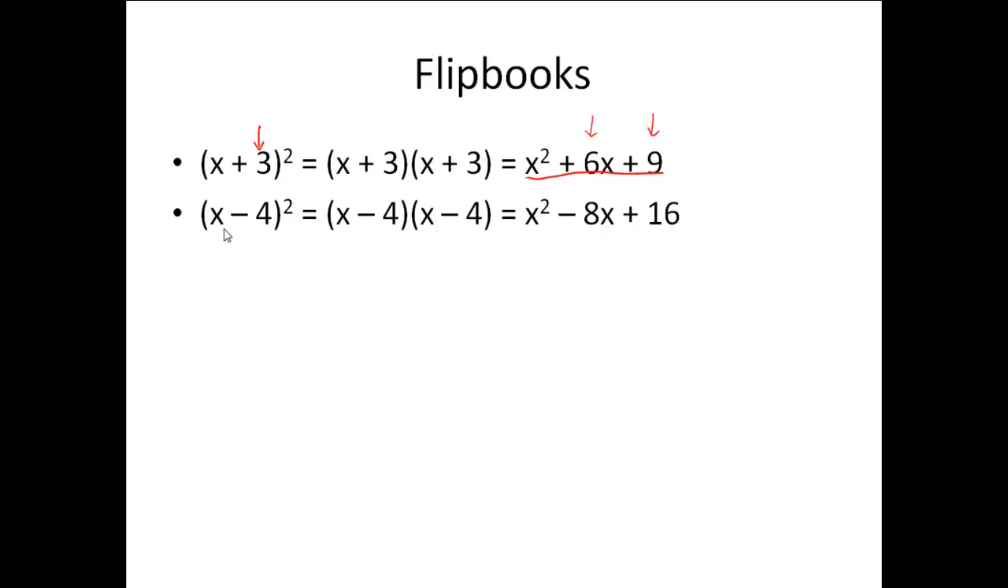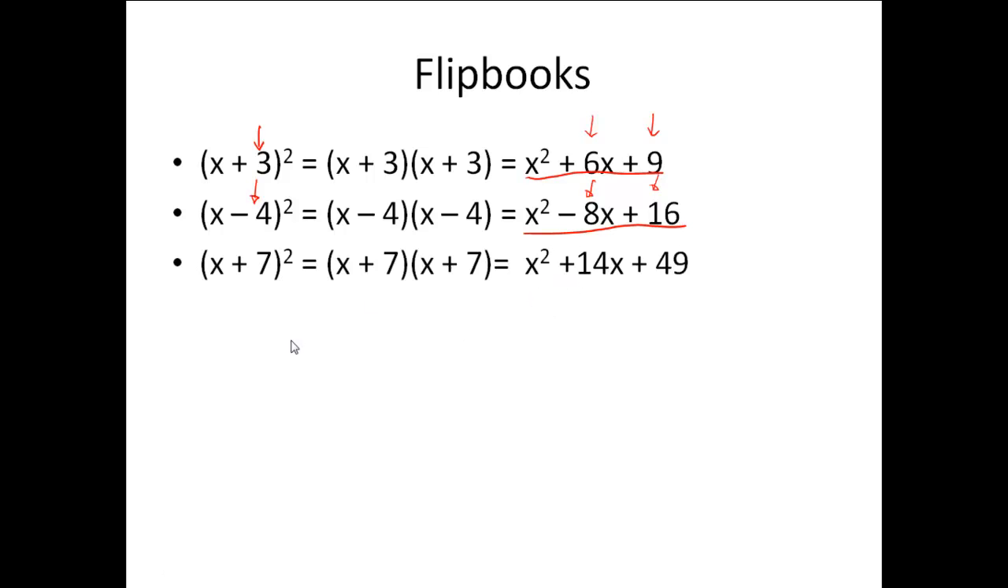Here's an example with x minus 4, but still a quantity squared. It means x minus 4 times x minus 4, and when we FOIL it out we get this. So ask yourself, how is this negative 4 related to the negative 8 and the 16? And one more. We have x plus 7 squared. When I FOIL it out, I get x squared plus 14x plus 49. So ask yourself, how is this 7 related to the 14 and to the 49?